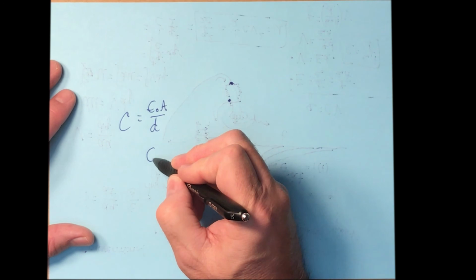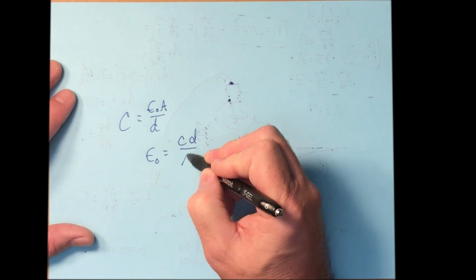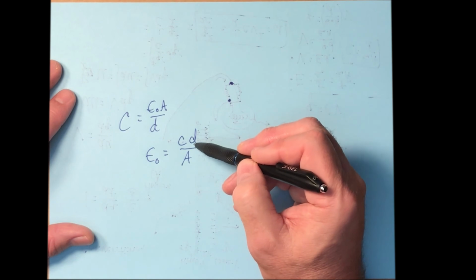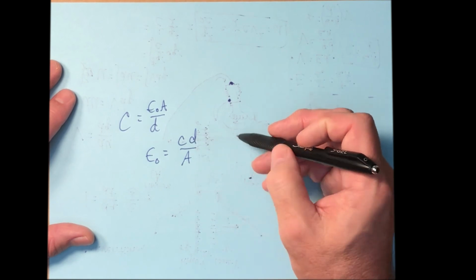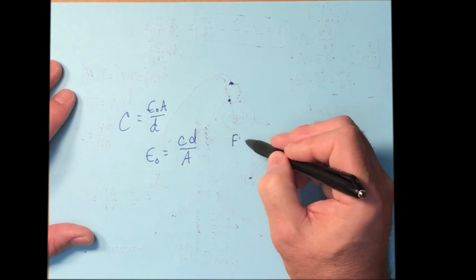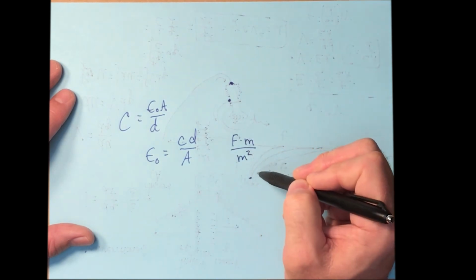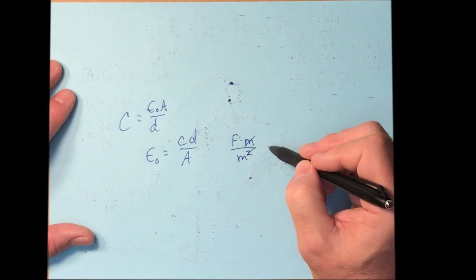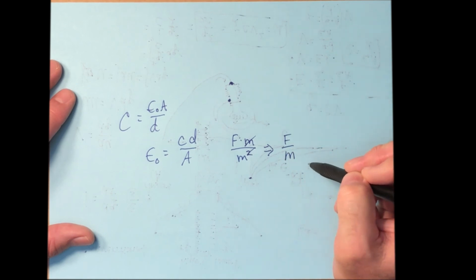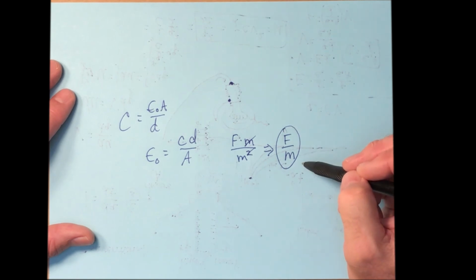If I solve for epsilon naught out of that, I get epsilon naught equals C D over A. Let's look at this, because the units will work out. C has a unit of farad, D has a unit of meters, and area has a unit of meters squared. One of those meters is going to cancel, and I have left farads per meter. That means epsilon naught could have units of farads per meter.